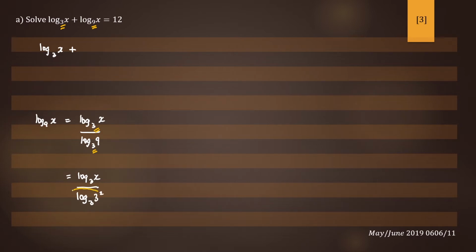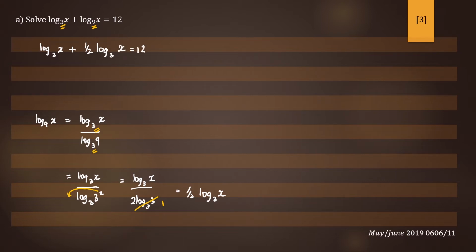This power 2 can now be brought to the front. That will give us log base 3 of x divided by 2 log base 3 of 3. Our identity rule tells us that log base 3 of 3 is equal to 1. So we have a half log base 3 of x. So now we can write that half log base 3 of x equals 12.